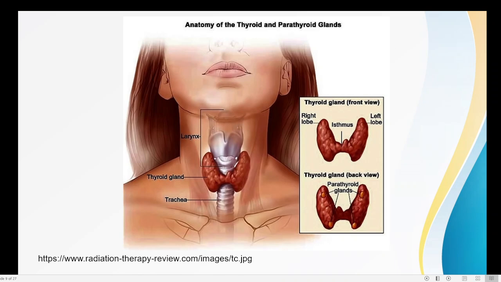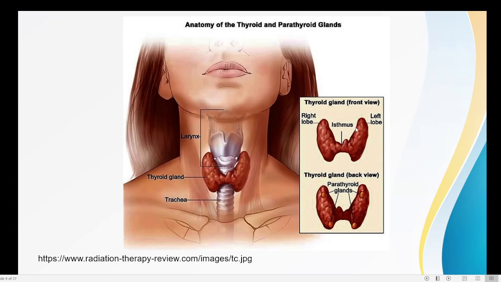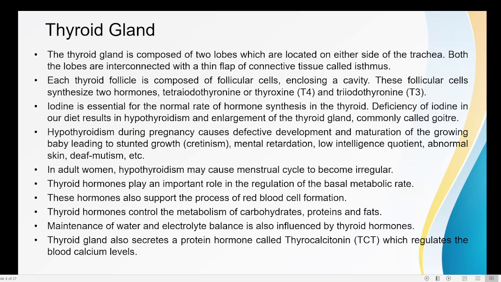Here you can see the picture of a thyroid gland, its position, and the important parts of a thyroid gland. It is located mainly in the neck region. The thyroid gland is composed of two lobes. Here you can see these are the two lobes, a right lobe and a left lobe, which are located on either side of the trachea.